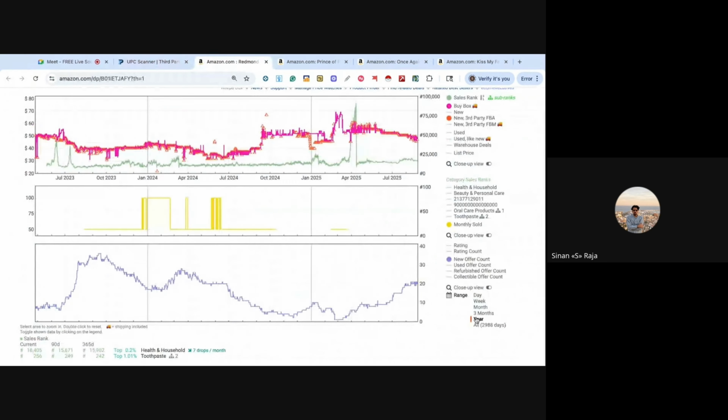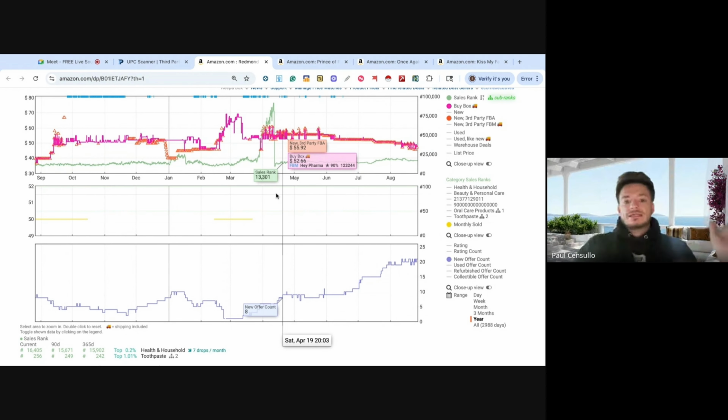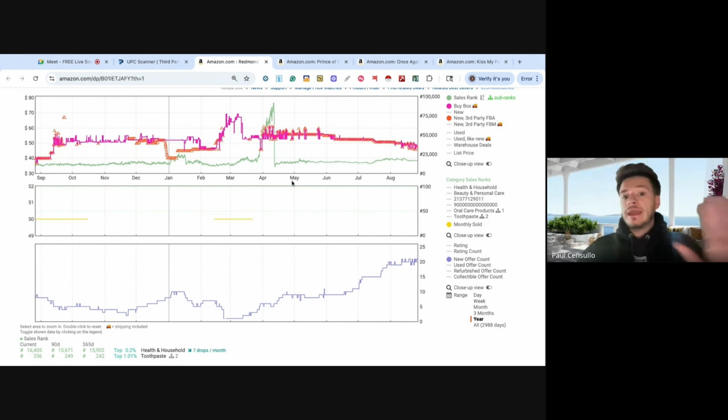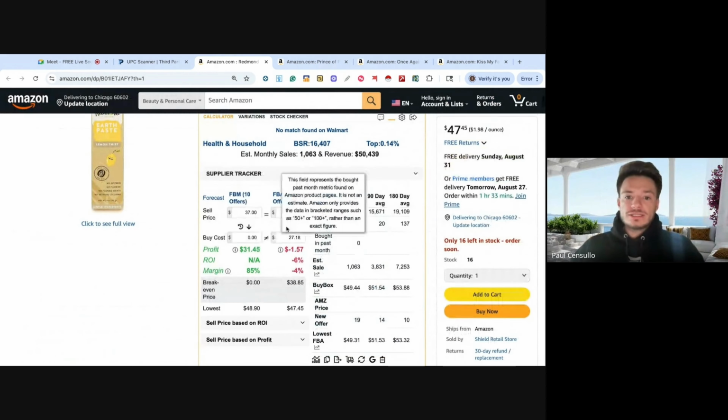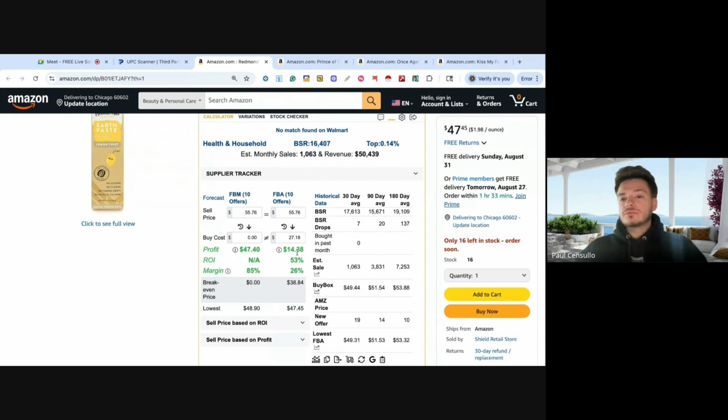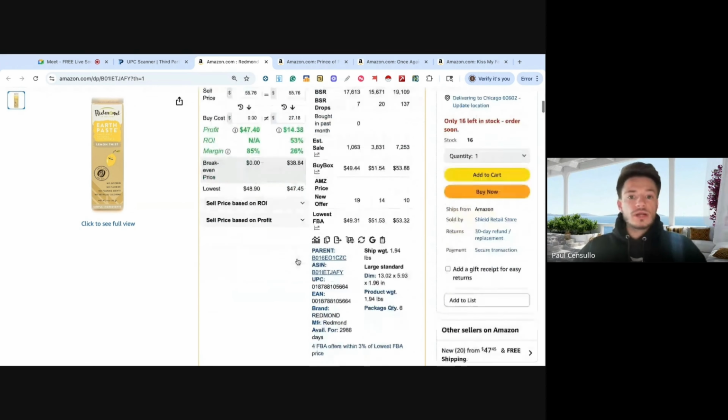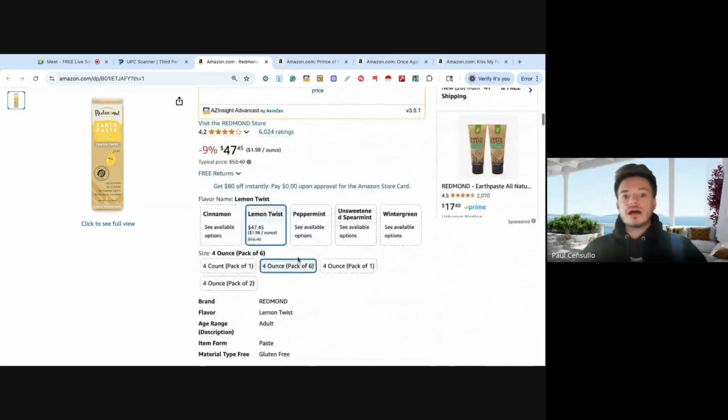Shorter points, right? Imagine if we're going back in time. We're looking at this product in May and June at $55.76. We're seeing a super healthy profit margin, 26%, $4.38 in profit per sale.